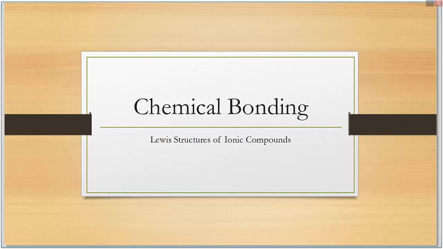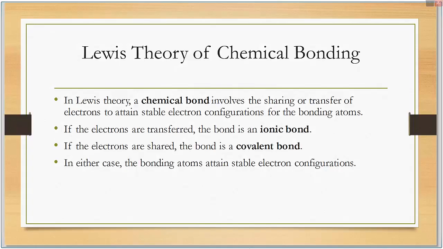In this tutorial, we will be discussing Lewis structures of ionic compounds. In the Lewis theory, a chemical bond involves the sharing or transfer of electrons to attain a stable electron configuration for the bonding atoms. If the electrons are transferred, the bond is an ionic bond. If the electrons are shared, the bond is a covalent bond. That's important to know, the difference between the two.